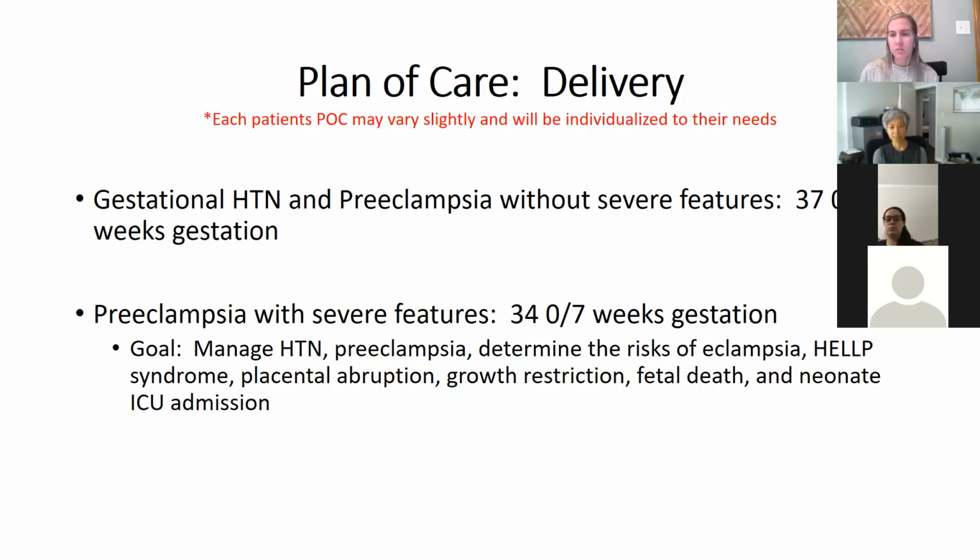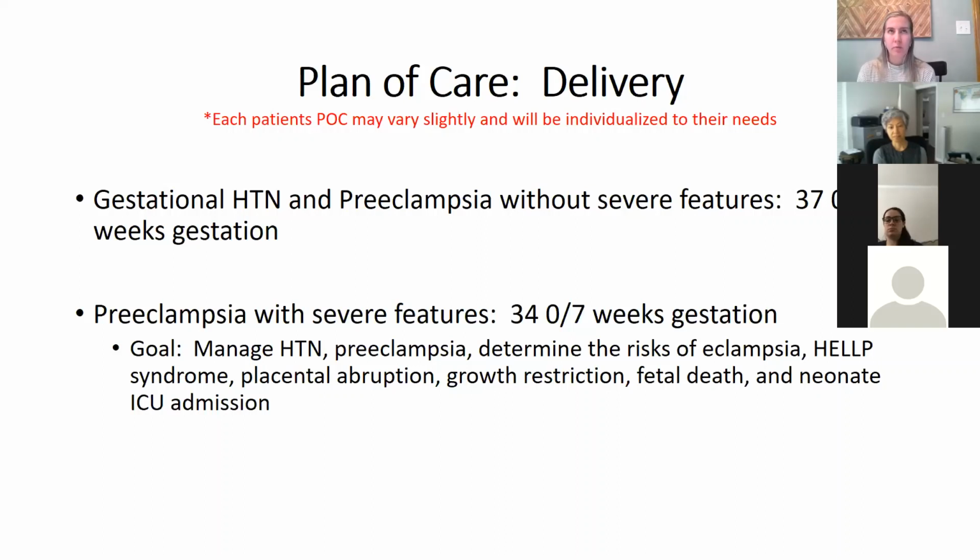So our goal for our moms who are inpatient and have pre-E is to manage their hypertension, keep it under control, and monitor their preeclampsia. Watch if maybe they didn't have many signs and symptoms and now they're developing multiple. Watch their urine output, determine risks of eclampsia. We also want to look for HELLP syndrome, DIC, and abruption.